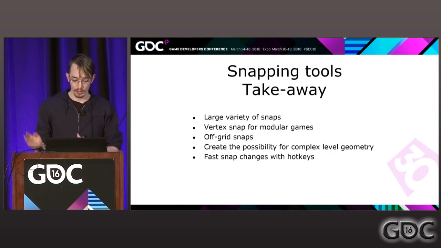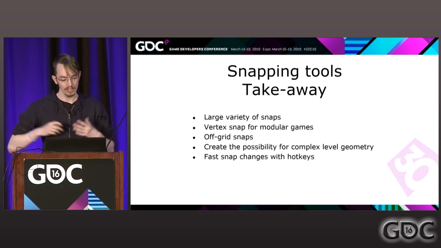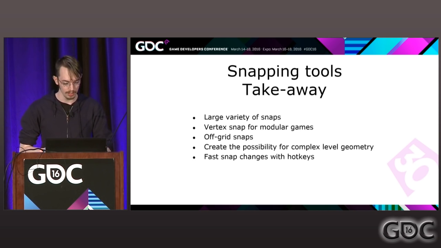Okay. So what do we learn from this? A large variety of snaps is nice, as it saves time and creates the possibility for complex geometry and levels that are still easy to edit. It maintains flow while allowing for a wide variety of gameplay possibilities. And vertex snaps are especially useful for modular games.